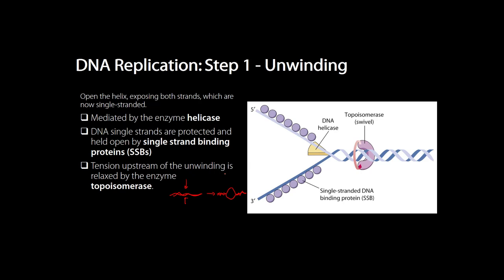All right. Now, here's the thing. If you have two pieces of string that are twined like this, and you actually just go in there and give these a yank, what's going to happen is upstream of the pull, the double strands are going to knot more. They're going to compress. They're going to supercoil. All right.